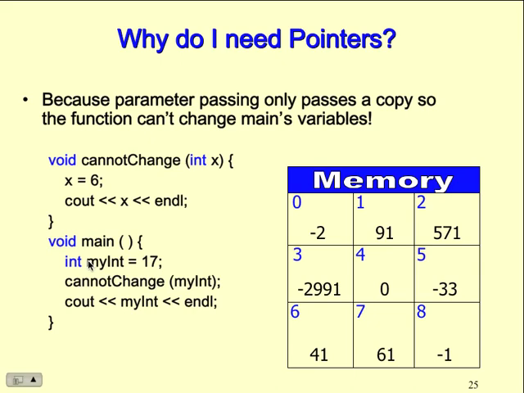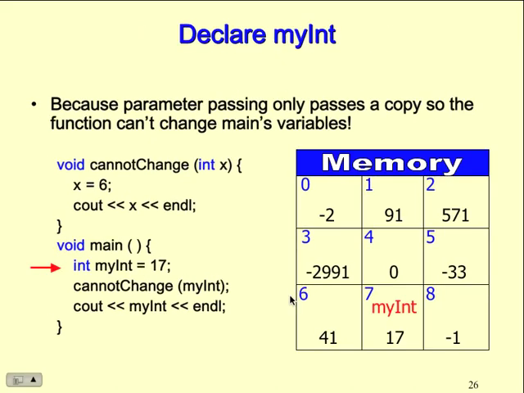And this is the program where we're not using pointers. Out here in main we have integer my integer is 17, cannot change. Send 17 to here, and it prints it out, nothing changes, everything's good. If we declare my integer here, the parameter passing only passes a copy to the function, can't change the main variable's information. So this is going to step through the program essentially. Integer my integer 17. Oh, here we go. We found memory address number 7. Called it my integer. It's holding the value of 17.